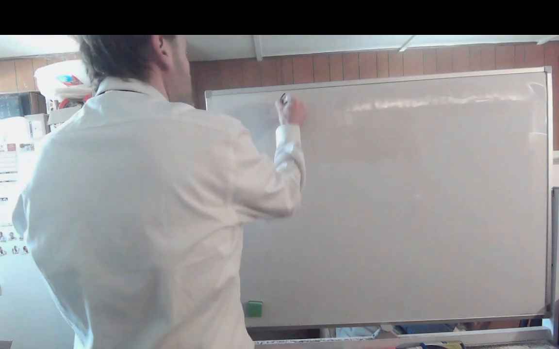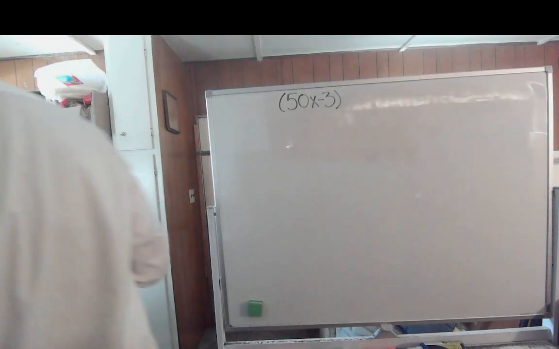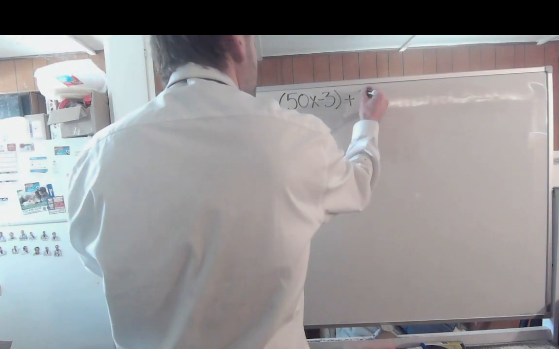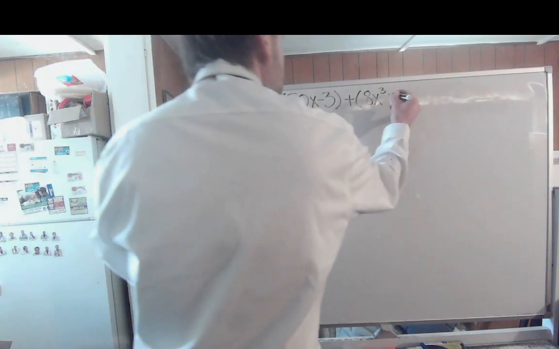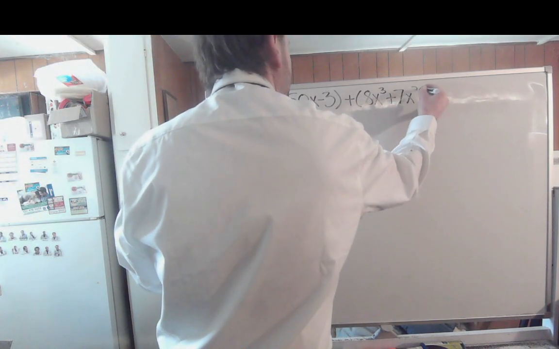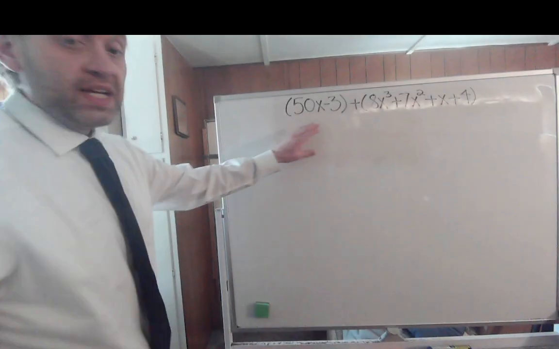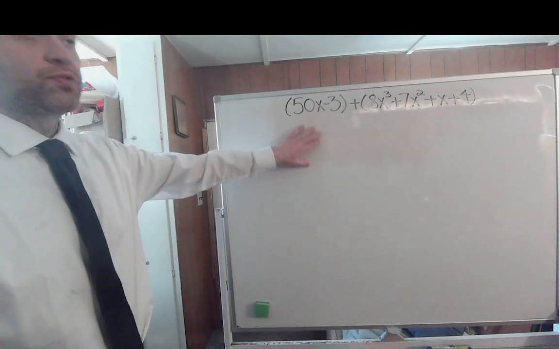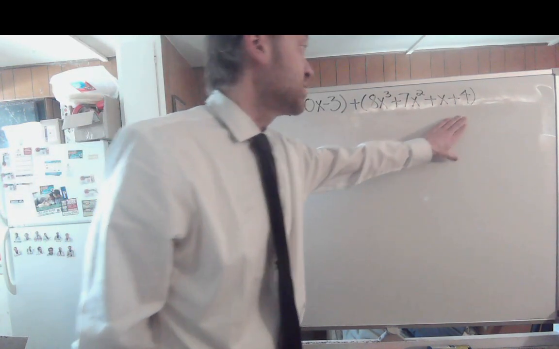Alright, 3 more. The quantity of 50x minus 3 plus the quantity of 8x to the third plus 7x squared plus x plus 4. Alright, so we have 50x minus 3, that whole quantity, plus the quantity of 8x to the third plus 7x squared plus x plus 1.